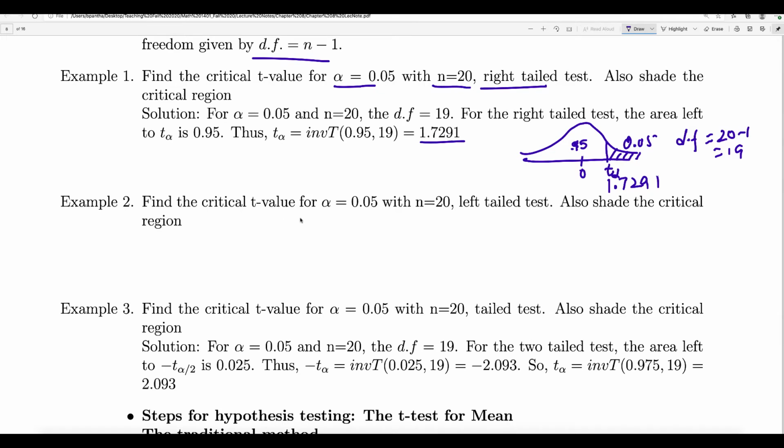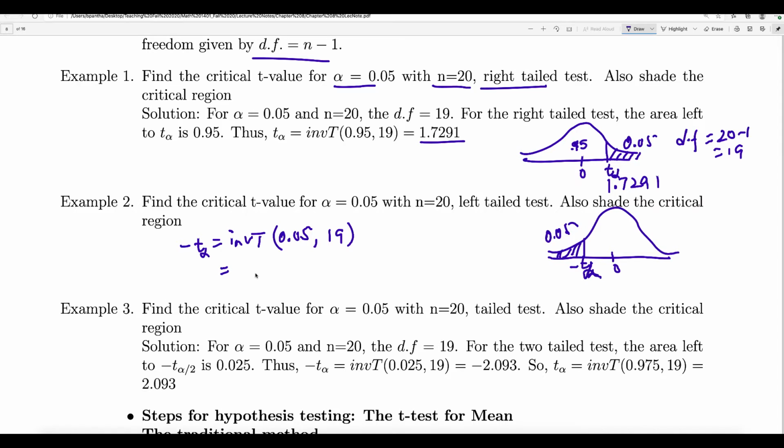Let us do another example. Example number 2: find the t value for alpha equals 0.05, n equals 20, but left tail. In the case of the left tail, the left area is given, which is what the calculator needs. 0 is in the middle, and that is the 0.05. You need to find negative t alpha, since it is the left tail and the t alpha value will be negative. Negative t alpha equals inverse t of the area to the left, 0.05, with degrees of freedom 19 again. You will get negative 1.7291.